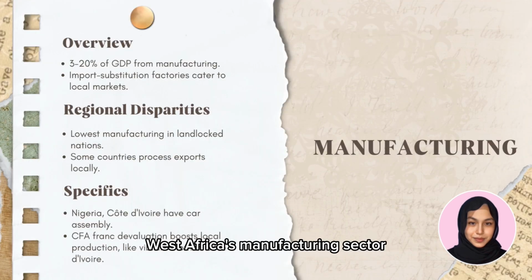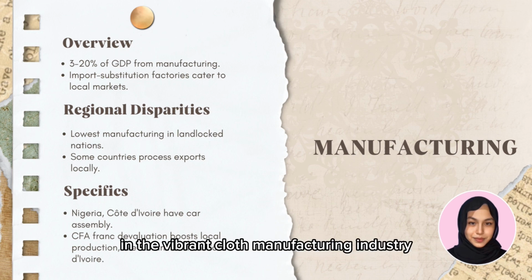West Africa's manufacturing sector, contributing 3 to 20% of GDP, exhibits notable regional disparities. Countries such as Nigeria and Cote d'Ivoire engage in car assembly, and the devaluation of the CFA franc stimulates local production, particularly in the vibrant cloth manufacturing industry.